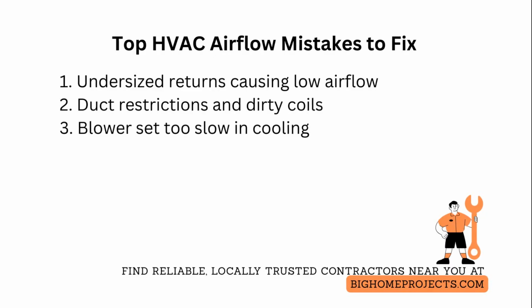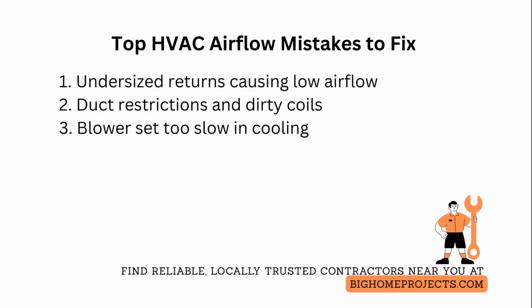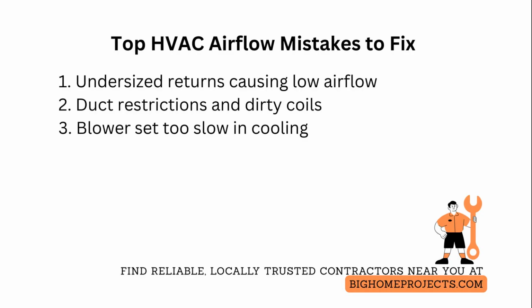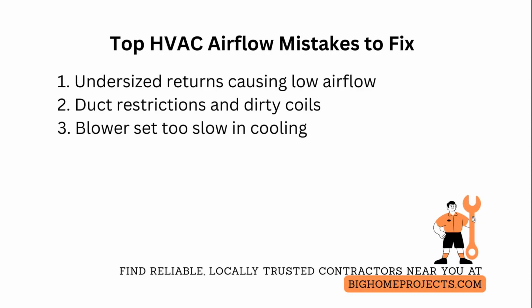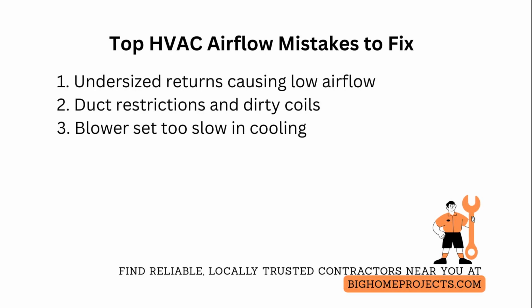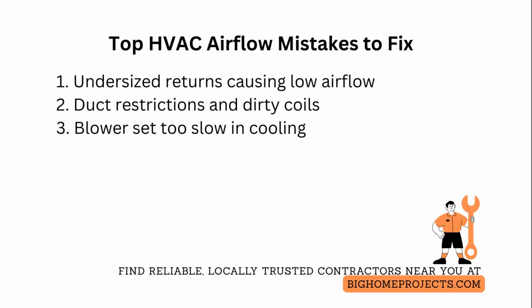A third common mistake is running the blower too slow in cooling mode to chase dehumidification without watching coil temperatures, which can cause coil icing and poor airflow. Set blower speed according to the manufacturer's airflow per ton table, confirm superheat and subcooling are on target, and use the variable speed dehumidify mode only with an installed and configured humidity control that limits reduction to about 10% from nominal cubic feet per minute.